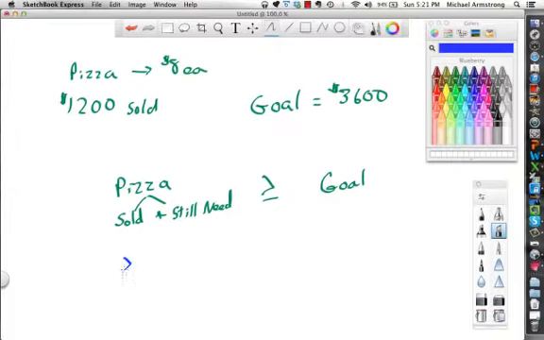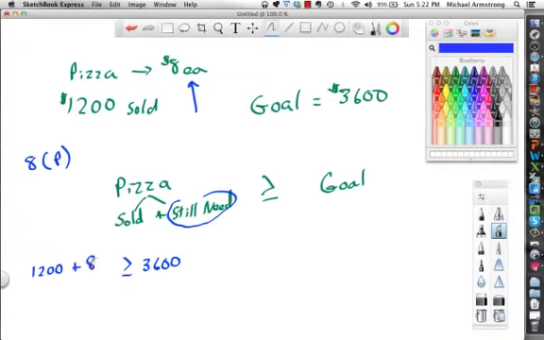So we've got the greater than or equal to sign. The goal is 3,600, so we'll just put that number in. And over here they've already sold $1,200, but they still need to sell more. Before I write that in, we need to remember that it's $8 each. So that would be $8 times the number of pizzas. We'll use P. They use P in the book, so that makes sense. So we'll say 8P. It's $8 per pizza.